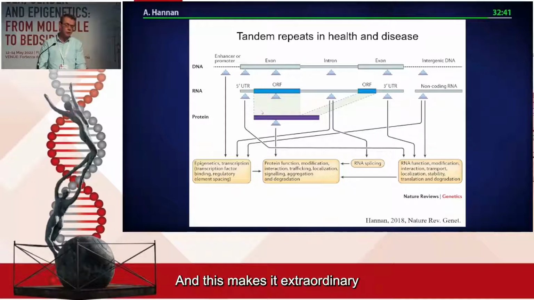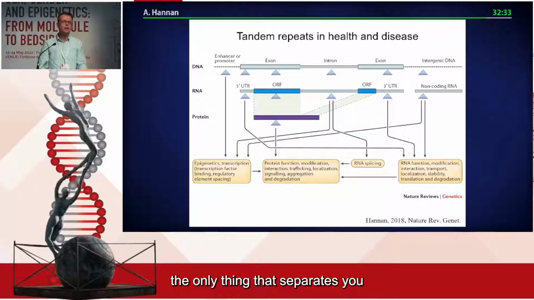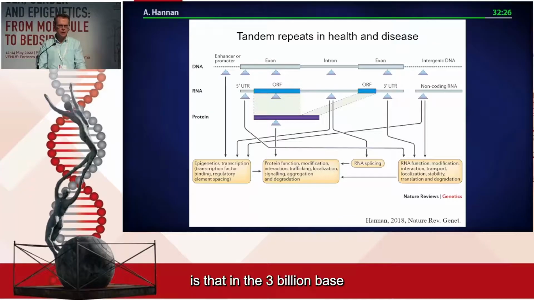And this makes it extraordinary with these kinds of monogenic disorders. Hopefully no one in this room is from a Huntington's family. But if you are, the only thing that separates you from someone who will die horribly from Huntington's, usually over a couple of decades, is that in the 3 billion base pairs of DNA in their genome, the only difference is a handful of extra repeats that makes them die horribly of Huntington's, and you hopefully survive a lot longer.